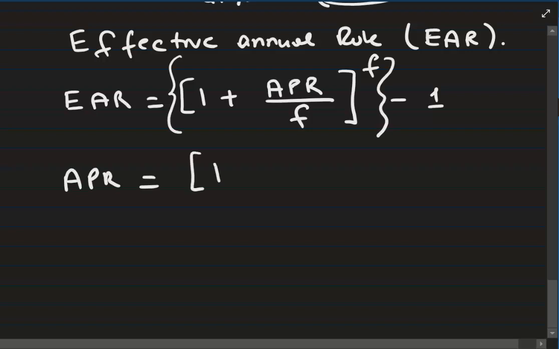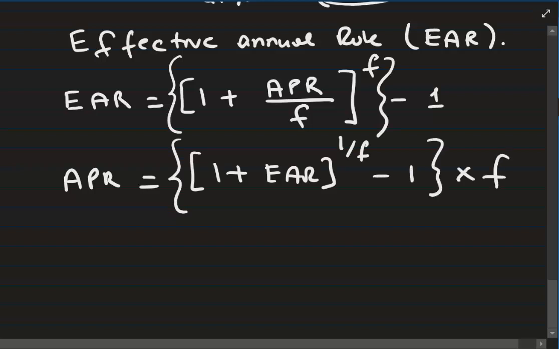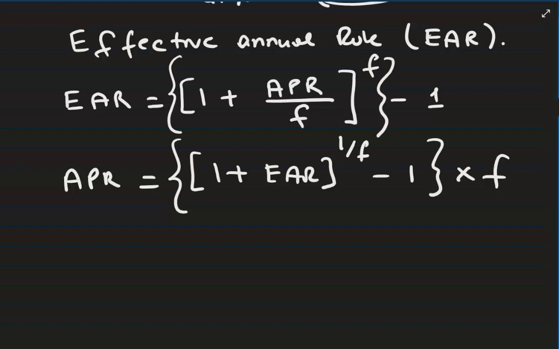APR is 1 plus effective annual rate raised to the power 1 over F, minus 1, and the whole thing multiplied by F. I know these are ugly formulas, but in Excel, we're going to have a nice little way of doing it.